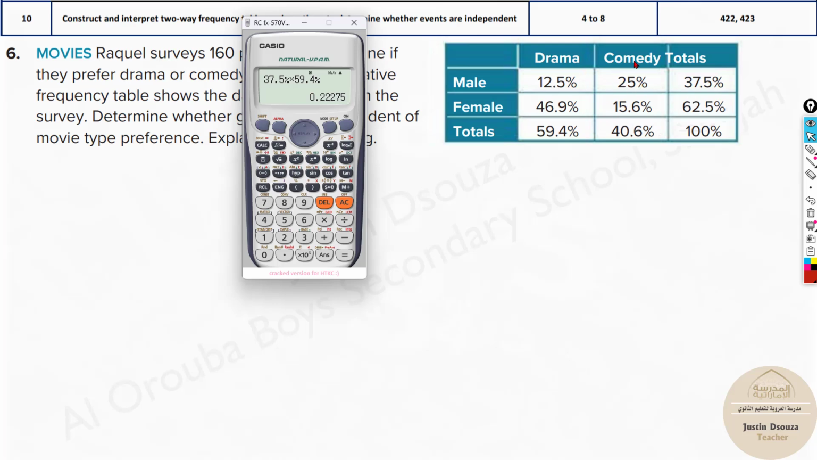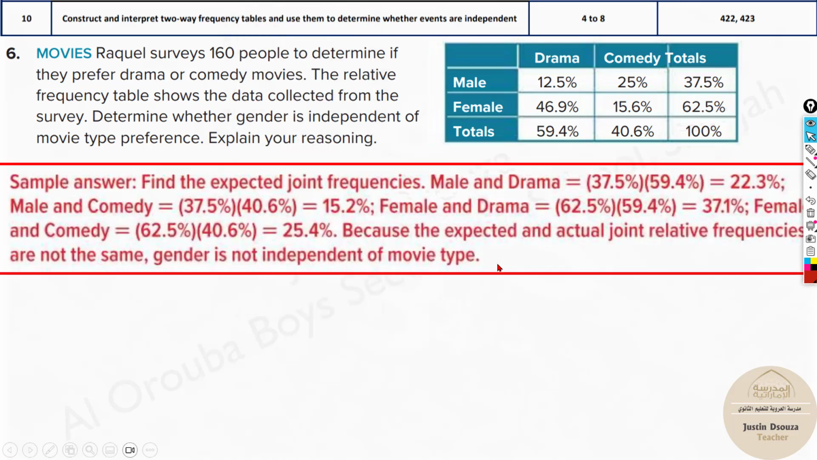Now, if you want this male comedy movies, you should take the total of male and multiply it with the total of comedy movies. And then if you get 25%, that means expected and the actual ones are the same. But here it's not the same. You can see the expected joint, what we expect by multiplying, is not matching. So therefore it is not independent. If at all they were all the same, then it would be independent.